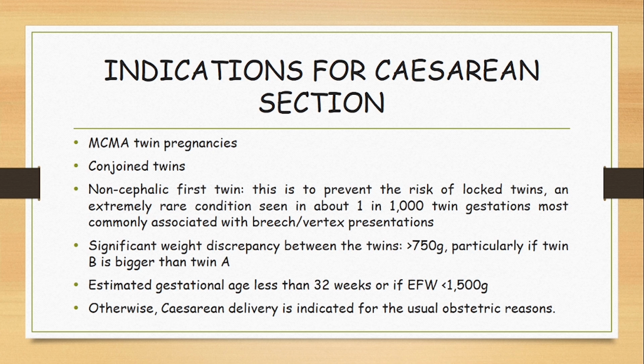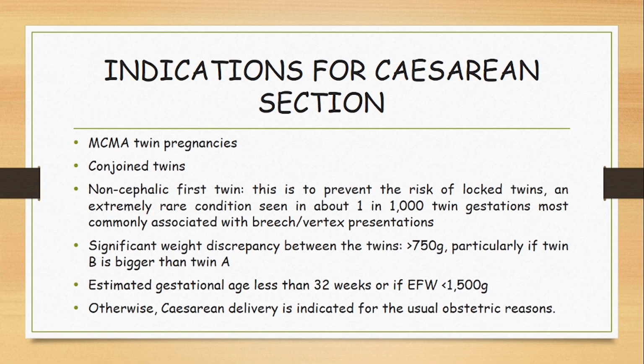Expected gestational age less than 32 weeks, or when the expected fetal weight is less than 1,500 grams, we should do an elective cesarean section. Cesarean section is also indicated for the usual obstetric reasons, such as medical reasons, eclampsia, rhesus immunization, and many other indications that we normally consider for singleton pregnancies. But where there is a peculiarity, such as MCMA, conjoined twins, non-cephalic leading twin, significant discrepancy between the two twins, or expected gestational age less than 32 weeks, or expected fetal weight less than 1,500 grams, cesarean section may be done.